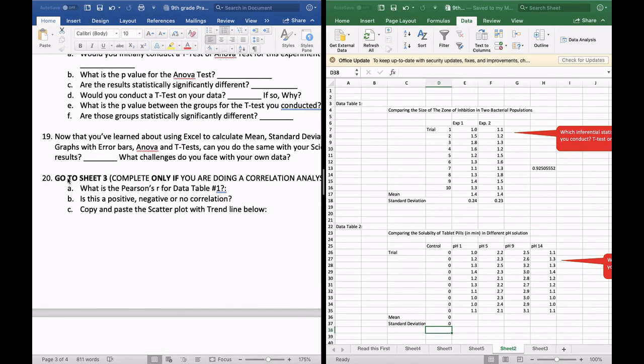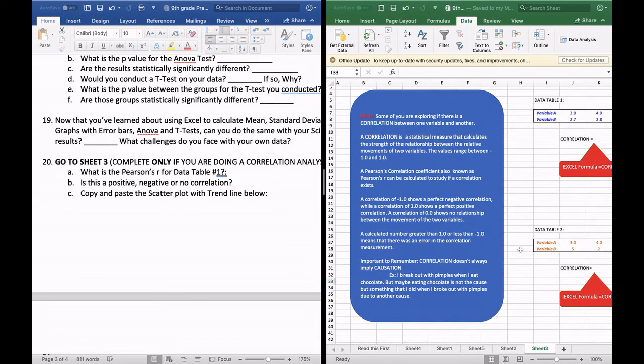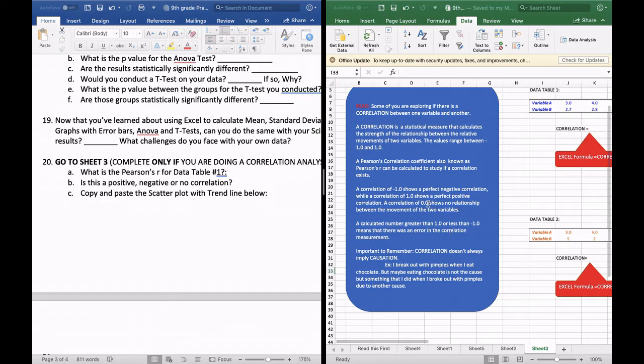So go to sheet 3 for number 20, and under sheet 3 I tell you what correlation is. It's a statistical measure that calculates the strength of the relationship between the relative movement of 2 variables. So for example, is the increase in the levels of carbon dioxide having an effect on the global temperature, for example? So a Pearson's correlation coefficient, also known as a Pearson's R, can be calculated to study if there is a correlation. And a correlation is studied between values of 0 and 1. So nothing can be greater than 1 or negative 1, or nothing can be less than negative 1.